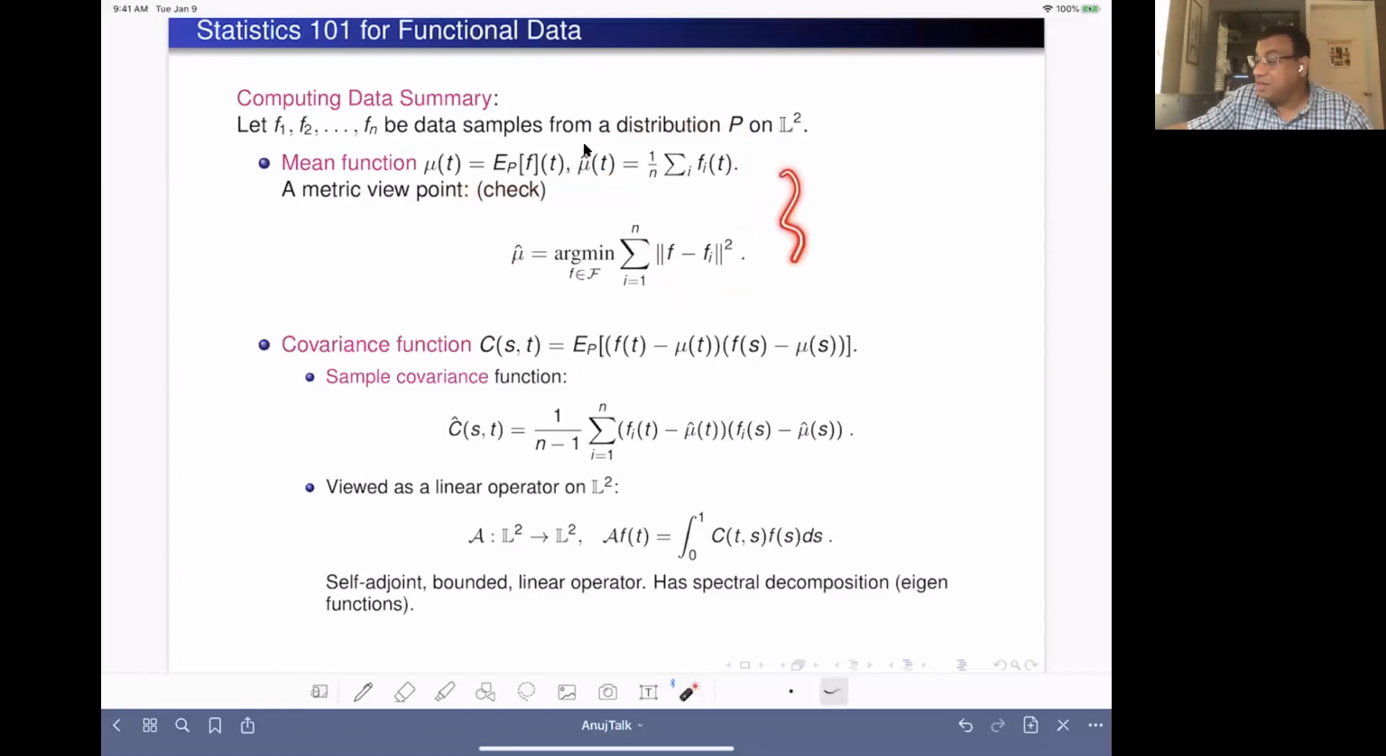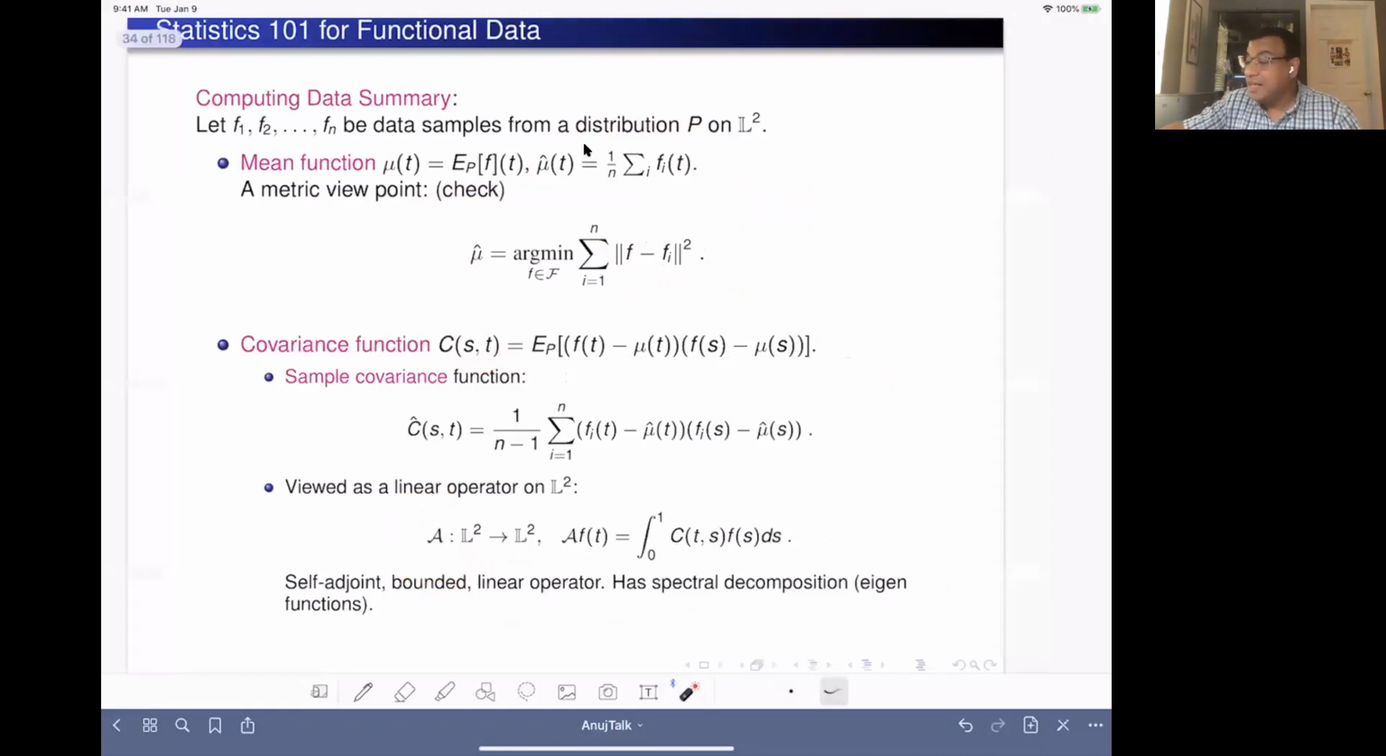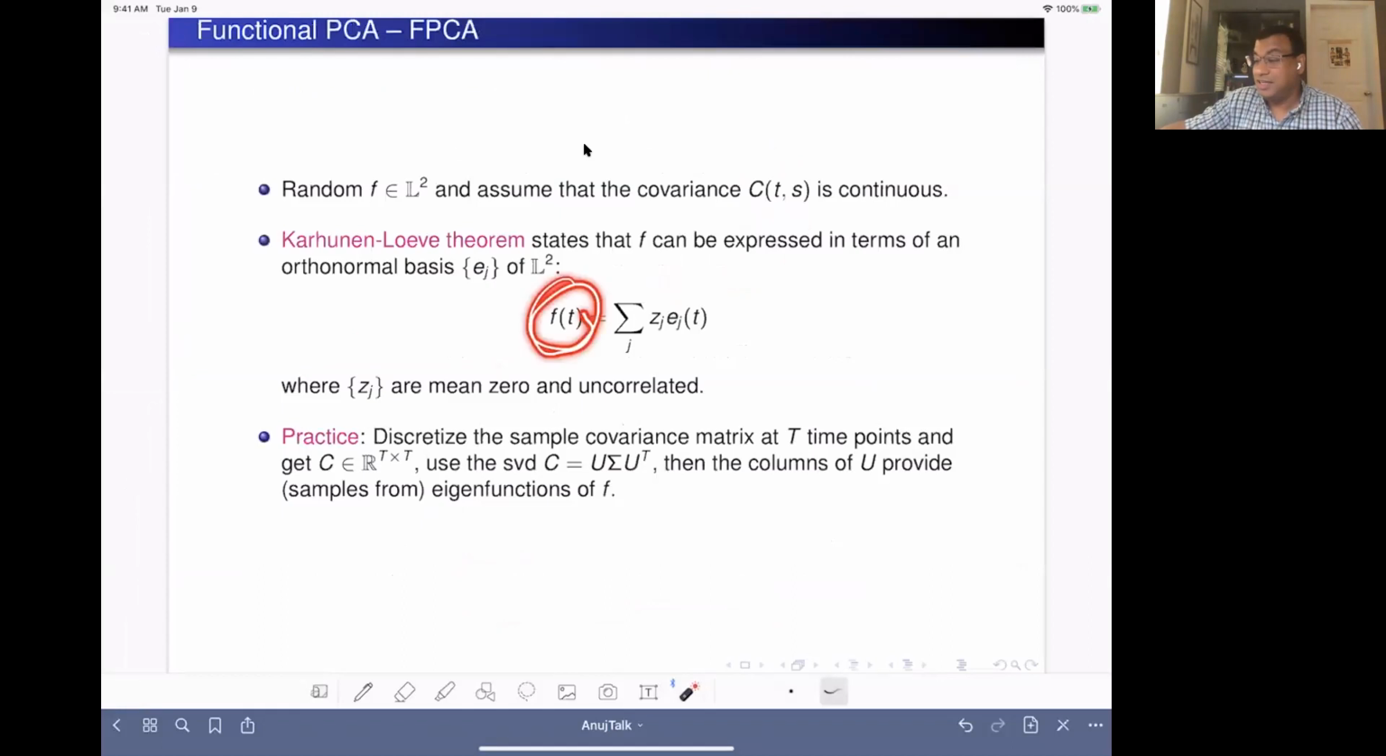Once you have a mean, you can compute the covariance. We are in a continuum, so covariance is like a continuous tensor. It's a function of two variables. People also study this as bounded linear operators of this type, and under certain conditions, these operators have eigen decompositions, and therefore one can write any observed random function as a linear combination of its eigenfunctions. It's very similar to the discrete theory, but one can formalize it and study the continuous version of the theory. But in practice, what do we do?